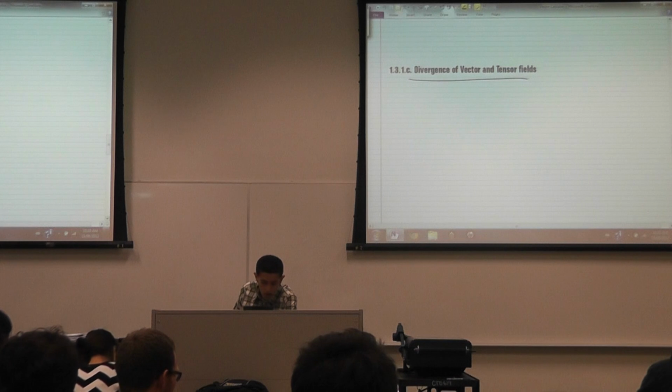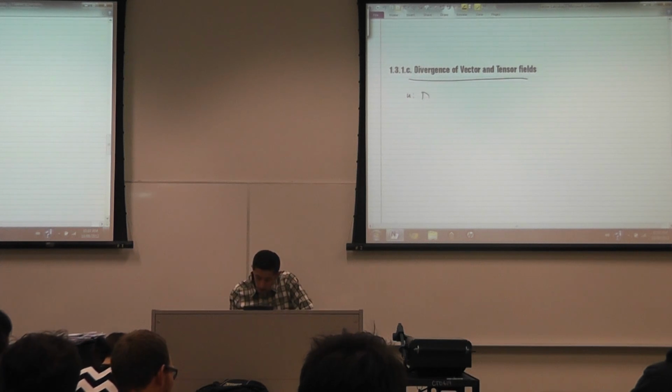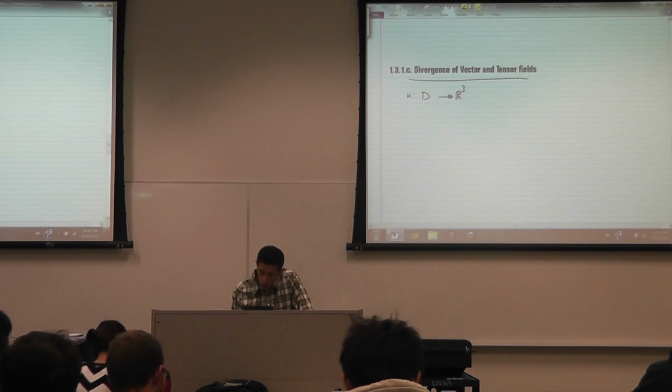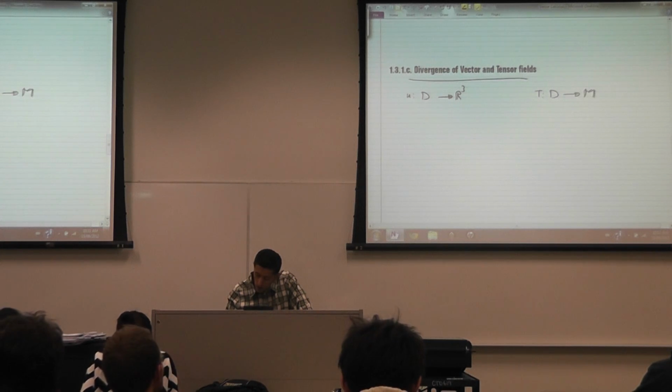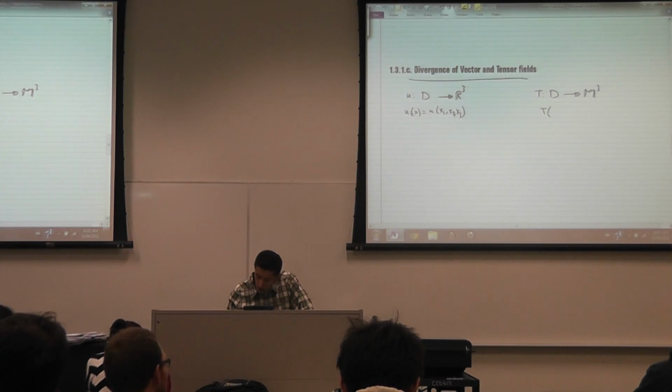Divergence of vector and tensor fields. If I have a vector field, u is a vector field from D to R3, and a tensor field from D to M3. u is a function of x1, x2, x3. And T, the matrix, is a function of the points under consideration, x1, x2, x3.